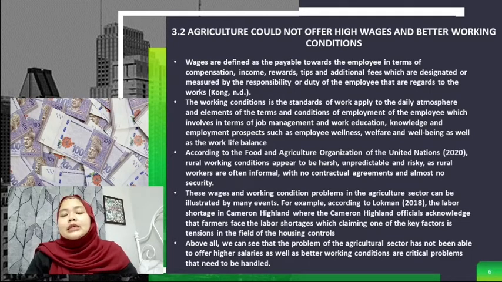For example, according to Lokman 2018, there is a labor shortage in the Cameron Highlands, where the farmers officially acknowledged that they face a labor shortage, claiming that it is one of the key factors of tension in the field of housing controls. Above all, we can see that the inability of the agriculture sector to offer higher salaries as well as better working conditions are critical problems that need to be handled.